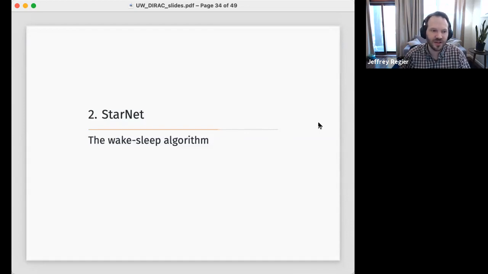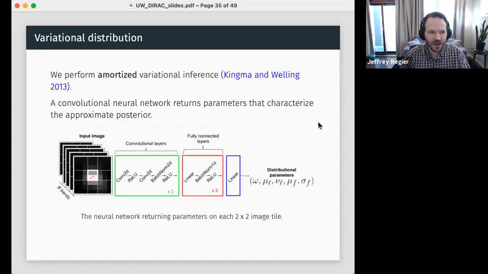So StarNet makes use of a particular type of variational inference called the wake-sleep algorithm. It's a little bit different than what I showed you before. It's more of a refinement than a change. The variational distribution, this capital Q family in this new algorithm, is specified using a neural network. Rather than optimizing different parameters for every light source, so one parameter that encodes the center of the light source, instead our variational distribution is defined with a neural network that takes a subregion of the image and returns the parameters for any of the light sources in that subregion.